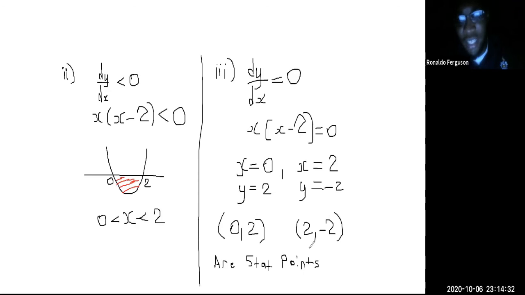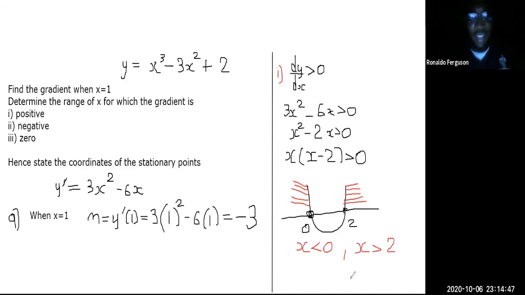To determine the nature of these two stationary points, we would just need to determine which one is a maximum, which one is a minimum, or if there is a point of inflection, right? Yes, sir. So let's go ahead and determine the nature of these stationary points.